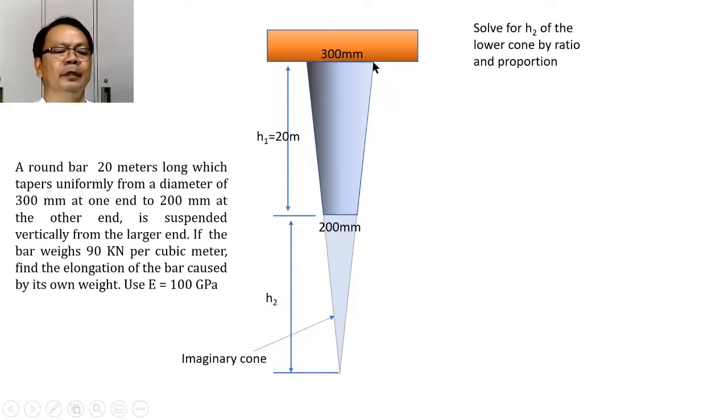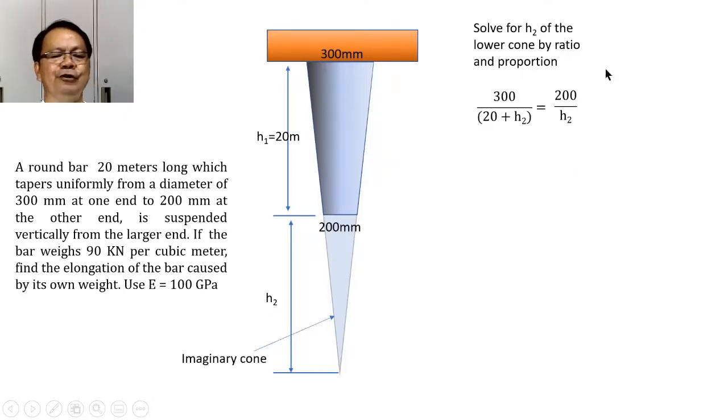If we have here a cone, the cone being proportional in dimension, therefore their sides must be proportional. As such, if we are to consider the ratio of the diameter of the base of the large cone to the total altitude, which is equal to 300 to 20 plus h sub 2. Take note that this h sub 2 must be expressed in the same unit as h sub 1, which is equal to 20. And this will be equal to the ratio of the same sides of the smaller cone. The smaller cone is here, and the altitude of that smaller cone will be h sub 2, and this will be equal to 200 over h sub 2.